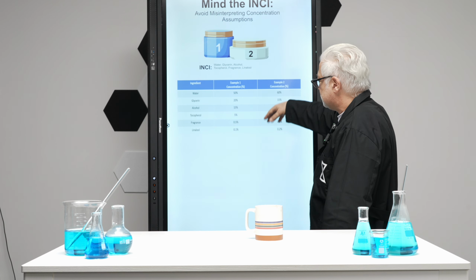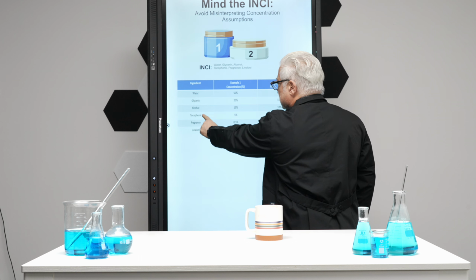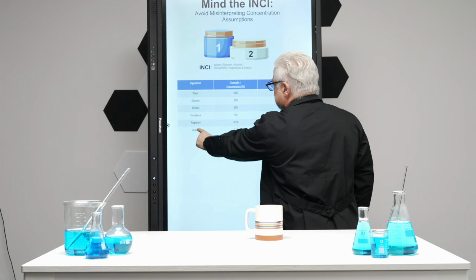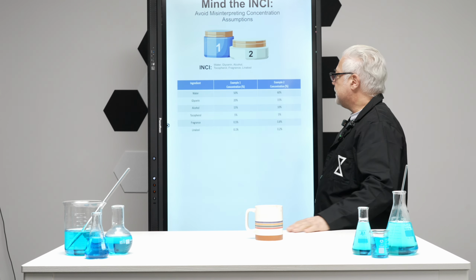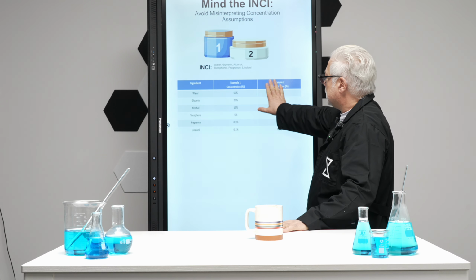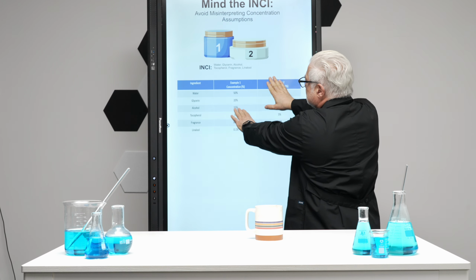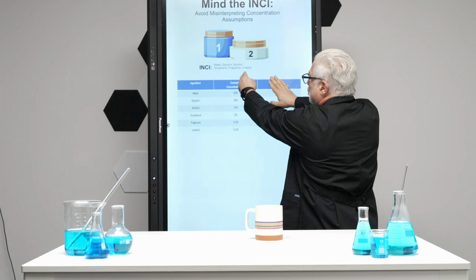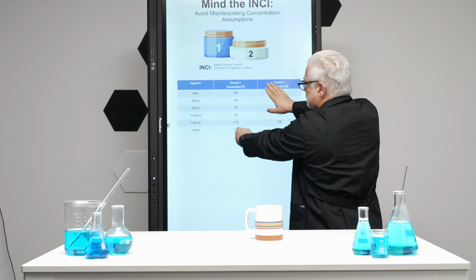Hypothetical formulation. So we have water, glycerin, alcohol, tocopherol or vitamin E, and fragrance and linalool, which is again a kind of fragrance. Okay. So the first product, look, it's the same order. It goes from 50%, 20%, 15%, 5%, 0.5, and 0. So order of highest concentration to the lowest concentration.